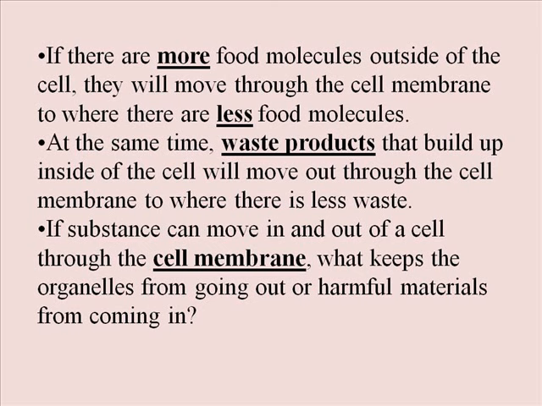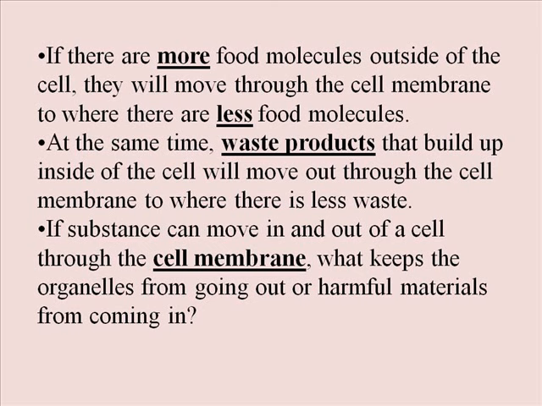The same is going to happen with the waste products, but in the opposite direction of the food. As the food is being used up and broken apart for energy, waste products are being made inside of our cells. So there's more waste inside the cell, and that will move through the cell membrane to the outside of our cell, where then that waste will travel to our bloodstream and then be taken to our kidneys, where it will be filtered out and removed from our body. So waste products are going to move from inside the cell, where there's lots of them, to the outside of the cell, where there's less.